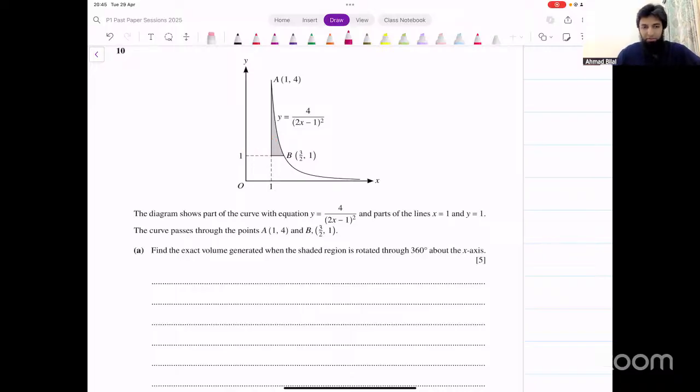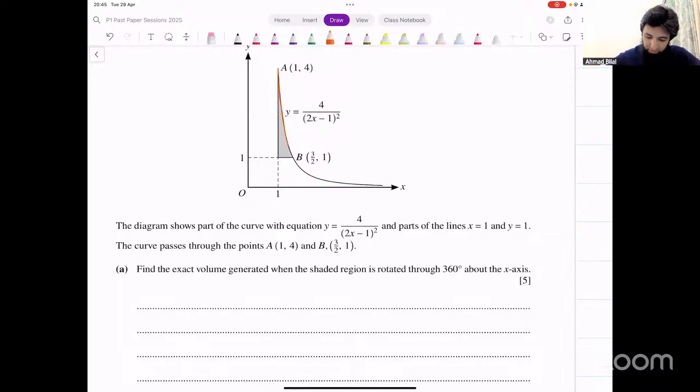Now, rotation is about the x-axis, right? Let's look at the curve first. Between these 2 points, this is what the curve looks like. If we apply the volume formula on the curve, that will give us the volume of revolution when all of this area is rotated about the x-axis. Do we want the volume of revolution from all of this? No. We only want the upper part. So we have to subtract from that the volume of revolution of this area, that's the area below this y equals 1 line.